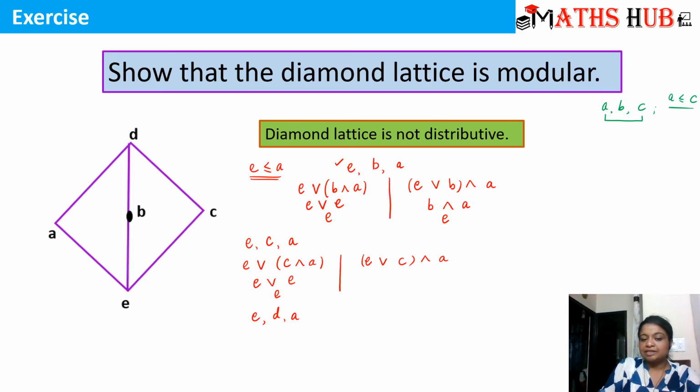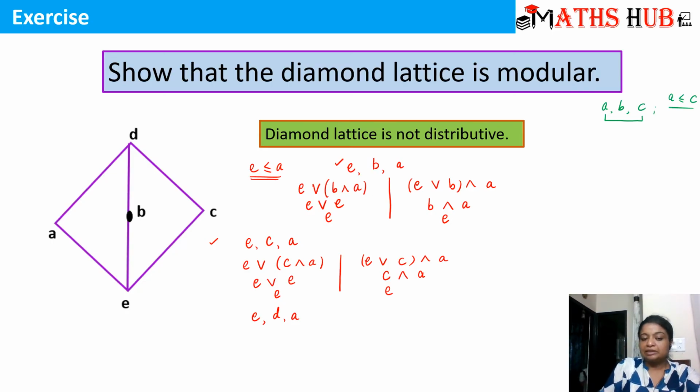What is E join C? E join C is C. And what is C meet A? C meet A is E again. So you can see that the left hand side and the right hand side in the second pair is also coming out to be right.